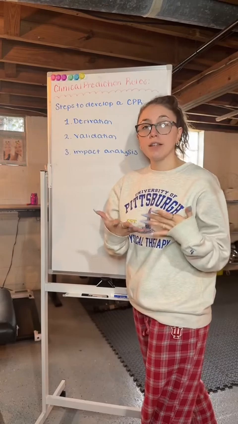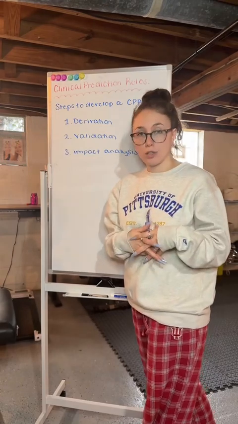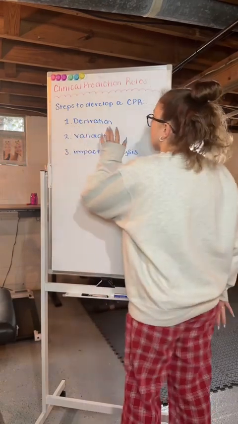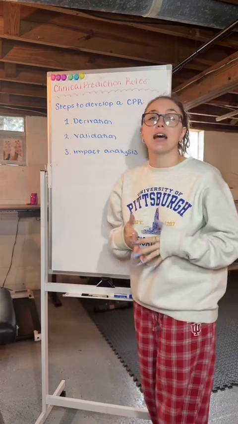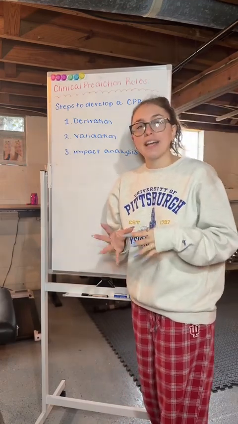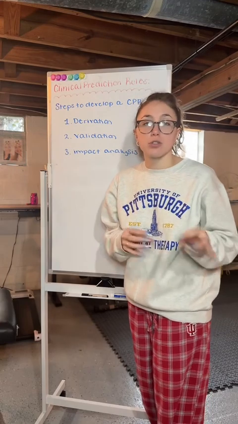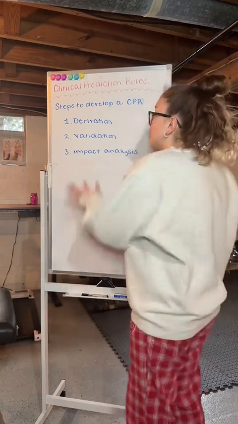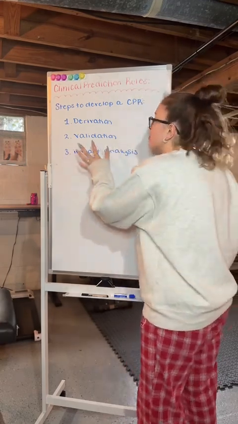There are three main steps when we're developing a clinical prediction rule. The first one is the derivation study. So we're piecing together the predictors, we're forming the rule, and we're looking at this in comparison to small samples or subjects. The next step is the validation study, and this is very, very important.